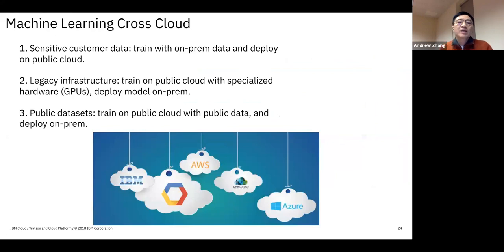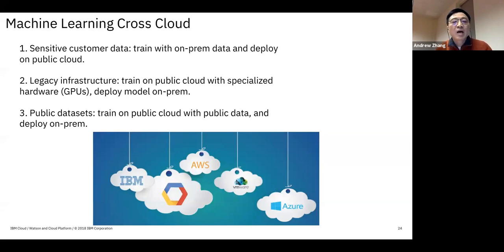So why do we need to do machine learning cross-cloud? For one thing, I have seen that many enterprise customers are still sensitive about moving data to public cloud, given we know there are security breaches every week in the media. So sometimes we need to train machine learning models with sensitive data on premise, but we can deploy them on public cloud.